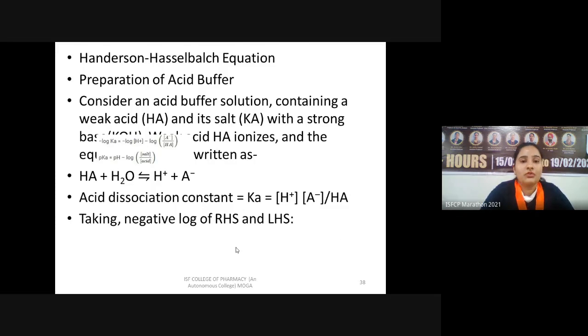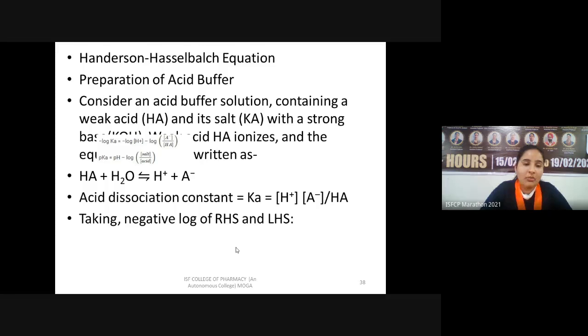Now we will consider the preparation of an acidic buffer. Consider an acid buffer solution containing a weak acid and its salt with a strong base. What happens here? The weak acid is going to ionize, and the salt is also going to ionize into K positive and A negative ions. We will apply the Henderson-Hasselbalch equation. According to that, pH is equal to pKa minus log of the concentration of salt divided by that of acid. So which equation do we apply here? pH is equal to pKa minus log concentration of the salt divided by the concentration of the acid.